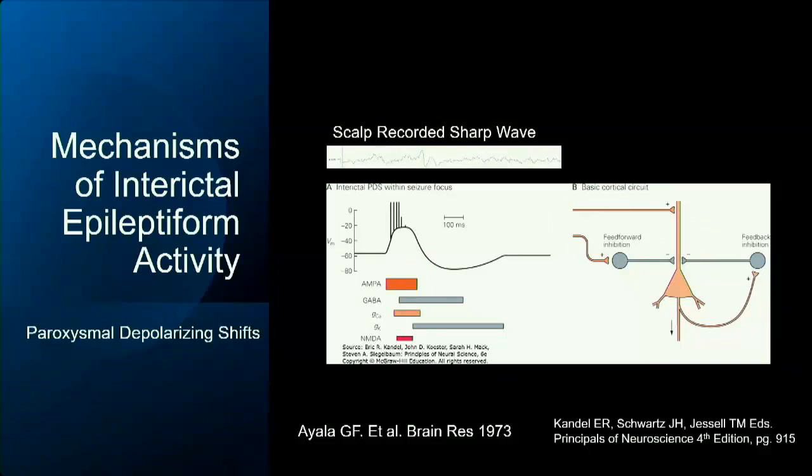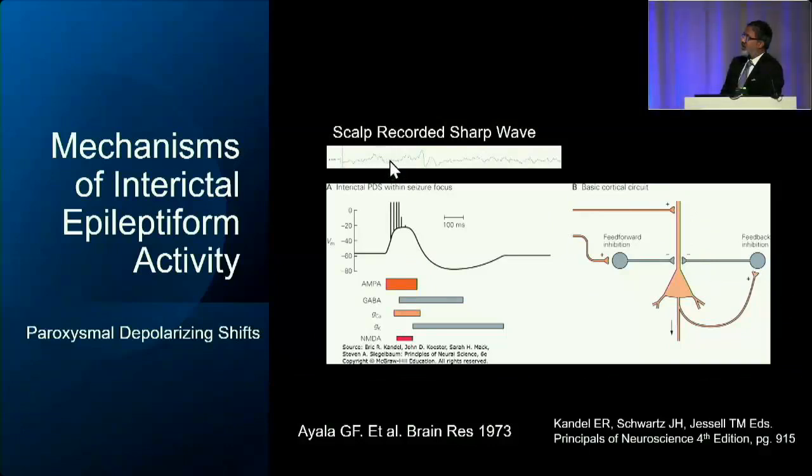All right, mechanisms of interictal epileptiform activity. Here in this slide, rather complicated, but here is the first section that is showing you the discharge of what we see on the scalp. So this scalp EEG is seeing a large negative deflection here. That's generated by the cells themselves. So an electrode placed in the cells shows an excitatory postsynaptic potential.